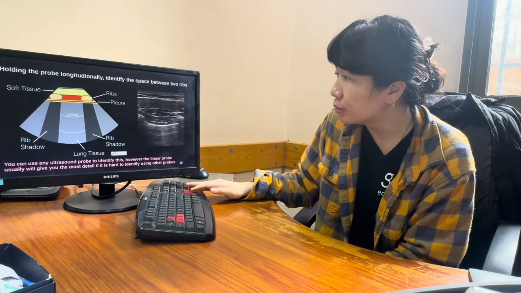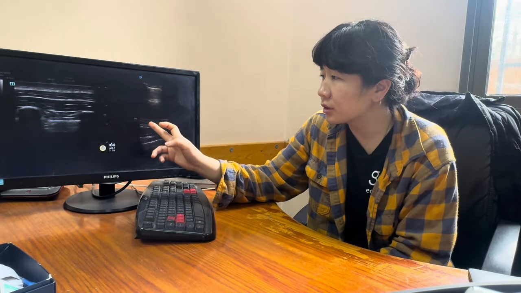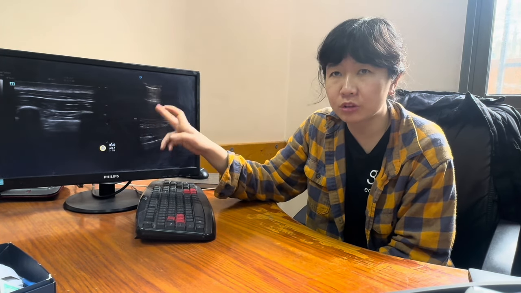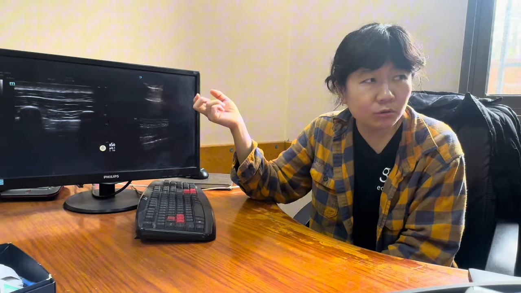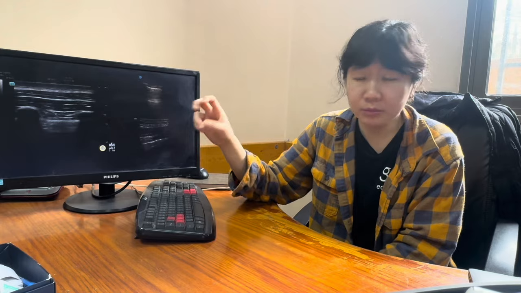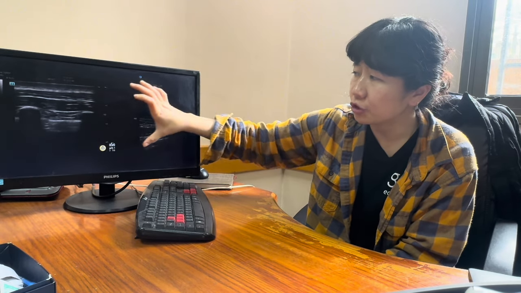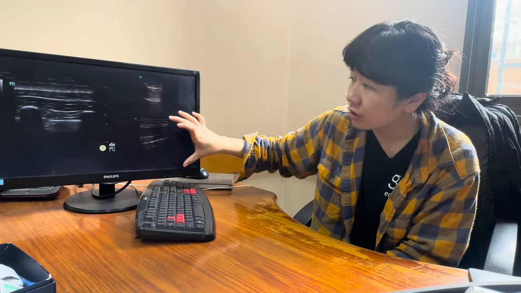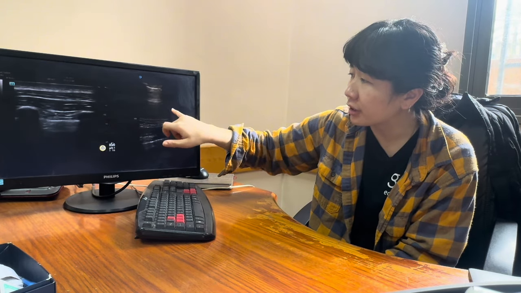Also, different probes can give you different views of what's going on. This is a better illustration. The most sensitive will be the linear probe, because you're zoomed in and it's more superficial. I think these two are linear probes. This one I'm not sure, it might be cardiac.